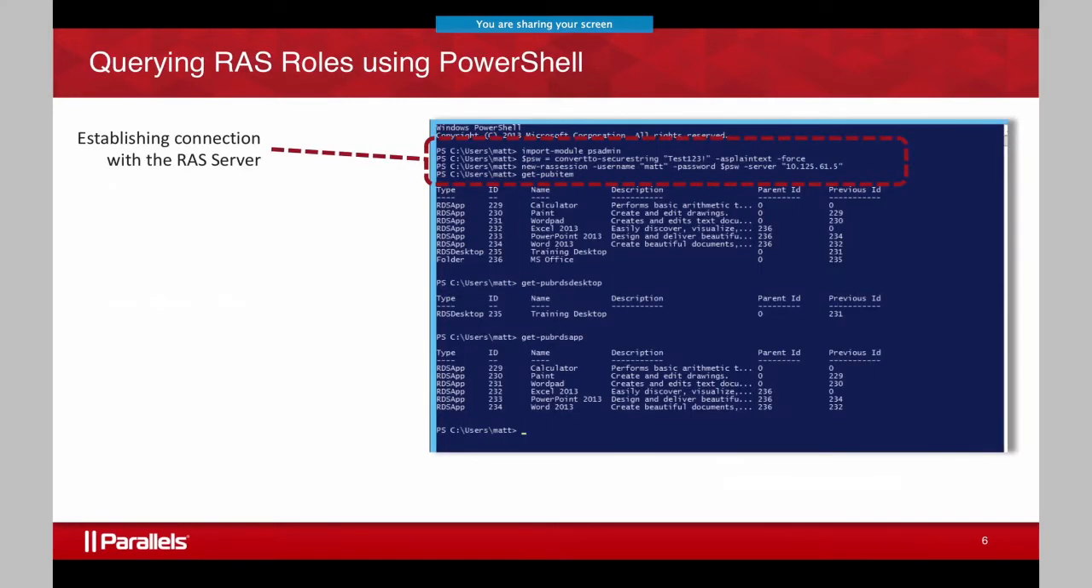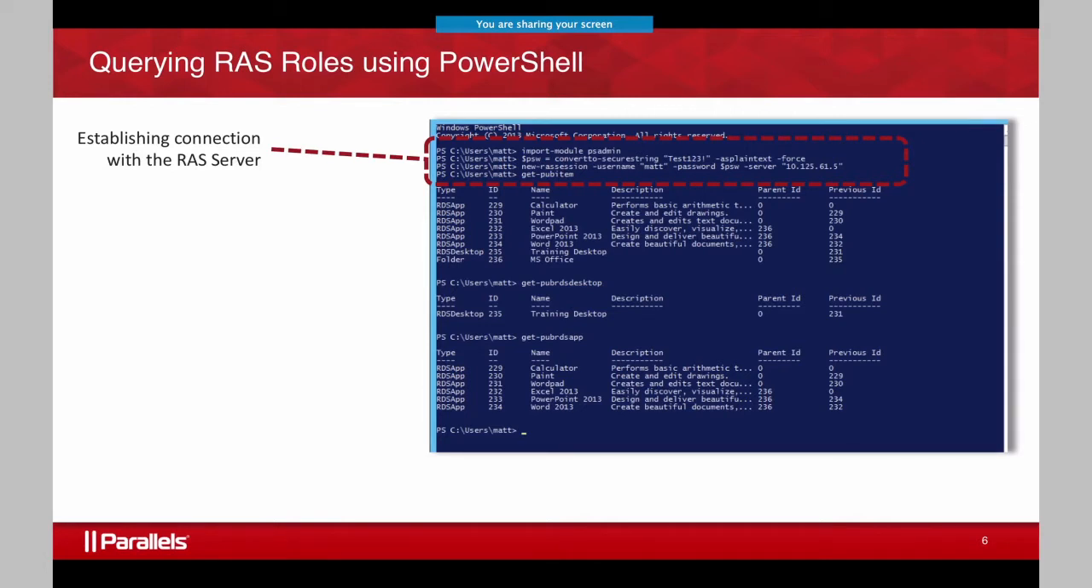One good example, in fact I have two of them. One of them is how we can query RAS roles using PowerShell. First of all, you can use this command to do the import of psadmin, which, by the way, is installed by default once you install RAS 15.5 Update 2. Then you can set your connection strings, like the user here is Matt with the password 123.